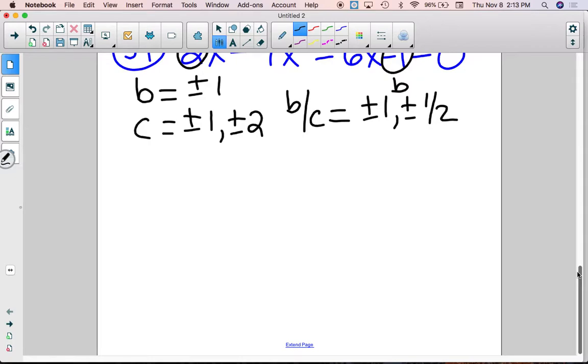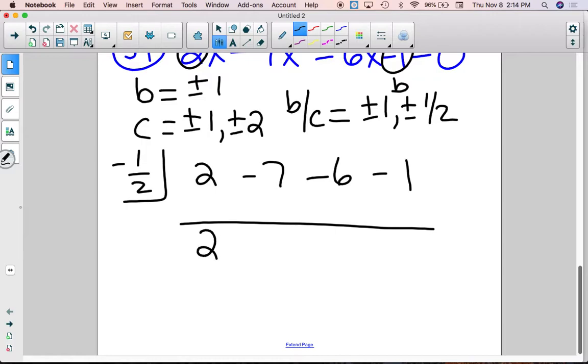Did you find one that has 0? What is it? -1/2. That's good. All right. So if you divide it by -1/2, it's 2, -7, -6, -1. Drop your 2. -1/2 times 2 is -1. This would be a -8. And then 4, -2, 1. Gives you a 0 remainder.